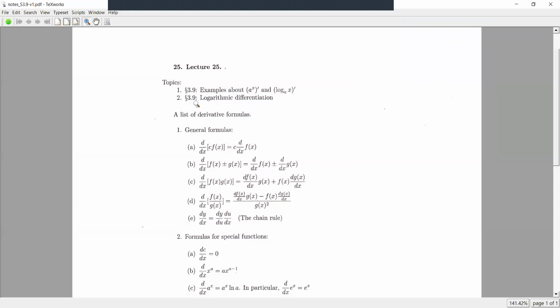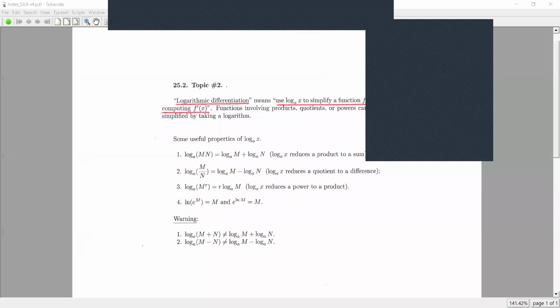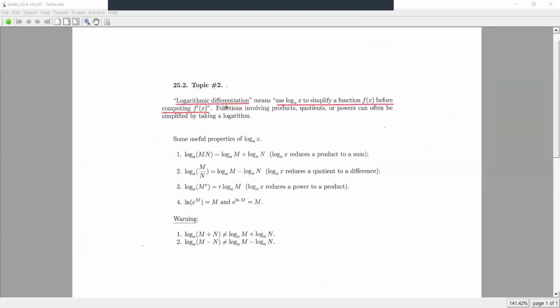Topic 2, logarithmic differentiation. Logarithmic differentiation means use log to simplify a function before computing the derivative of the function. Functions involving products, quotients, or powers can often be simplified by taking a logarithm.